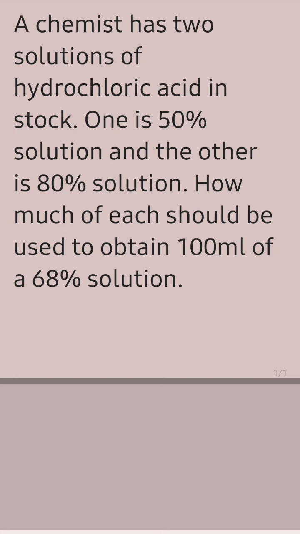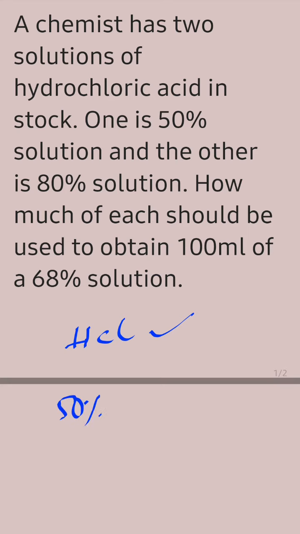Here we all know that HCl is hydrochloric acid. Two different percentages are there. That means the concentration of the hydrochloric acid: one is a 50% solution, another one is an 80% solution. The two solutions have different concentrations. So by mixing these two, we need 100 ml of a 68% solution.